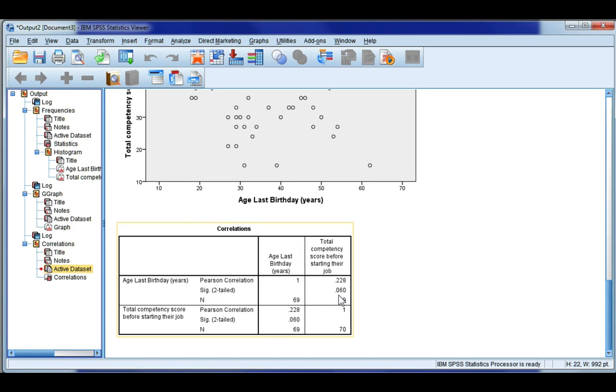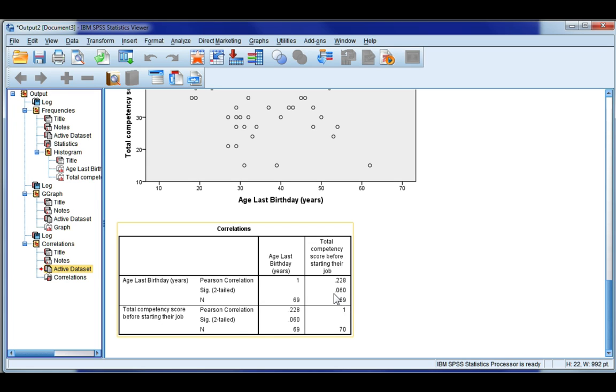So if we look down here at our p-value, 0.060, we're going to compare that to our alpha value. Now my alpha value is 0.05. Your alpha value might be different, for example, 0.01. Now this is bigger than 0.05. So that means I cannot reject my null hypothesis. And I have to say there's not enough evidence to say there's a relationship between my two variables. If this value was less than 0.05, or my alpha value, then I could reject H0 and conclude there is a significant relationship between my variables.